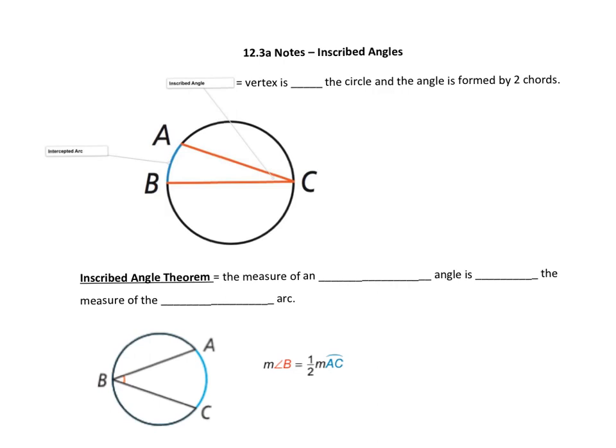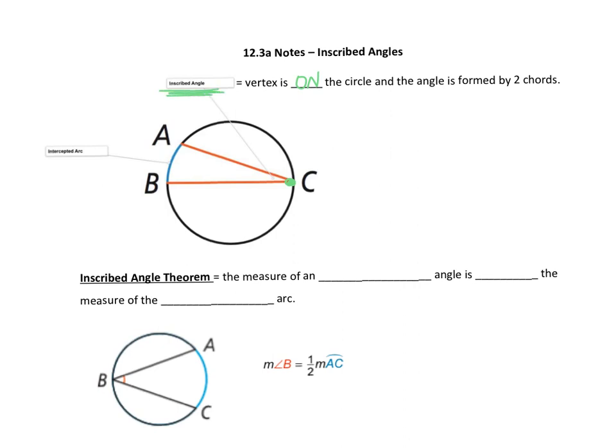And inscribed angles, by definition, the vertex is on the circle. Okay, inscribed angles have a vertex on the circle. What I mean by that is the vertex is a point of the circle, not in the circle, because that sounds like you're going inside. So point C right there would be our vertex. That is an inscribed angle.